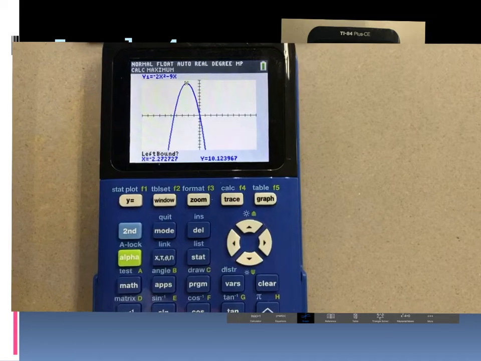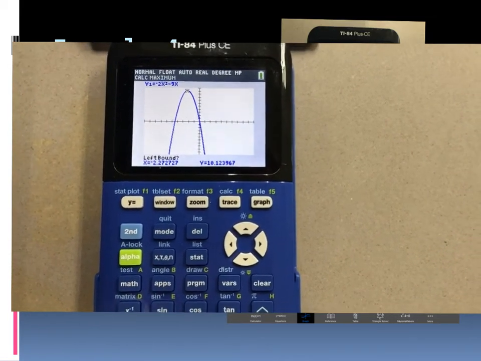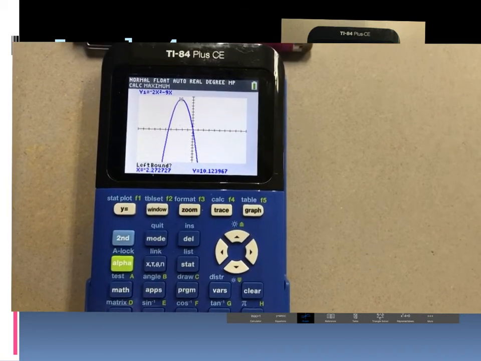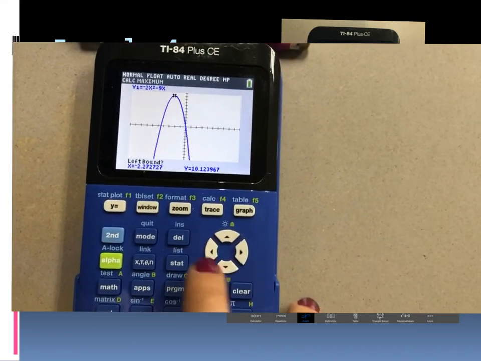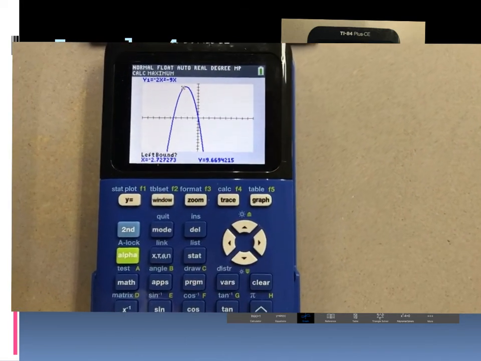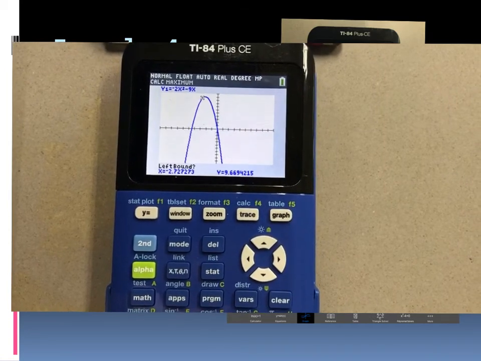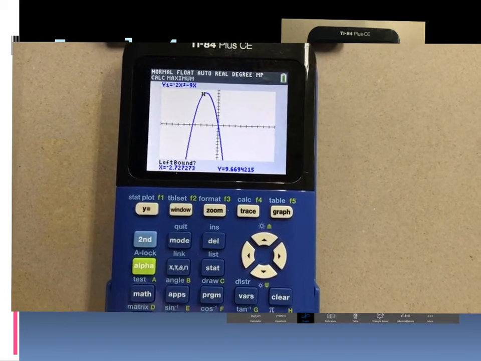The first question it's going to ask me is your left bound. So you want to get as close to what looks like your maximum as you can, but you want to be on the left side of the maximum. So I'm going to scroll my arrows over a little bit to the left. I'm kind of close to where that maximum is, but it's not exact. I'm setting up my left bound. So I'm asking it to find where the max is, but you have to give it a range, okay?